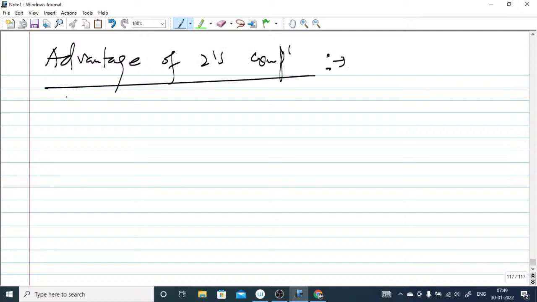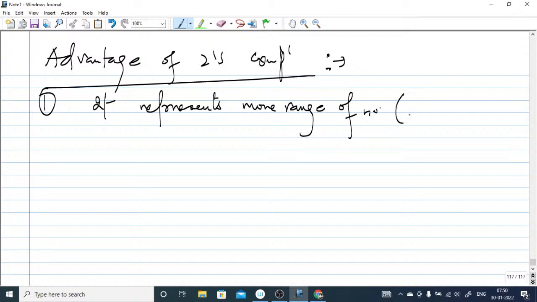You can take a look at previous questions. And we'll talk about the advantages of 2's complement now. Why are we always talking about 2's complement? Basically it has unique representation, as we know. First of all, it represents a larger range of numbers, 2 to the power n integers.